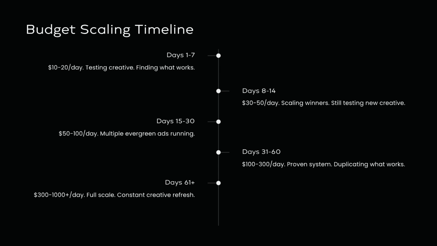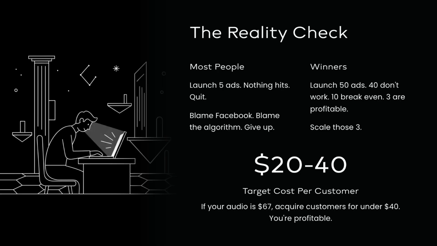But winners launch 50 ads. They know 40 won't work. They know 10 will break even, and they know 3 will be profitable. They scale those 3. The magic number. Your goal is simple. Acquire a $67 customer for under $40. If you can do that consistently, you have a profitable, scalable business.